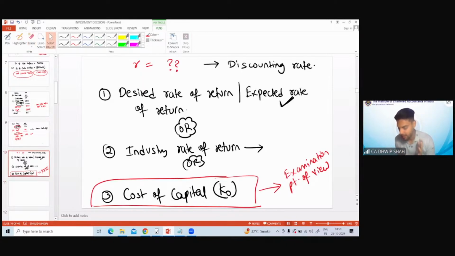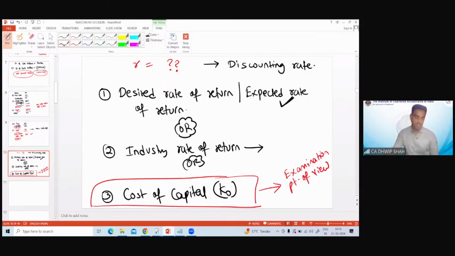Any queries still here, friends? कोई भी doubt? Are you understanding? Are you getting with the flow of this chapter? How silly the doubt may be, you need to ask. You may ask. No one will judge you. Understood? So the discounting rate is done.